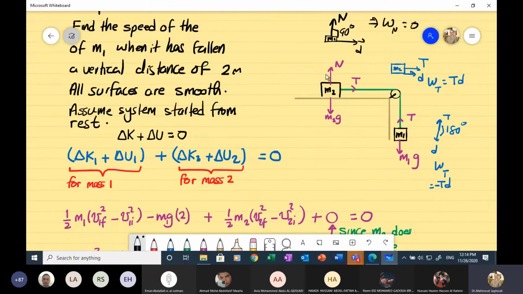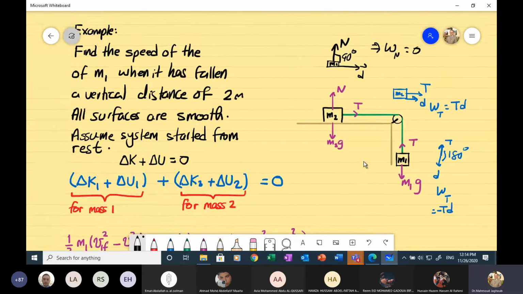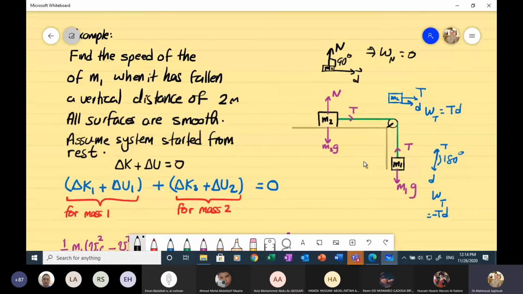Notice that N acts on m2. Is N a conservative force? No, it's a non-conservative force. But what is the work of N as m2 moves to the right? Notice, this is N and this is the displacement. What is the angle? 90 degrees. What is the work of N? 0. Exactly. So N does no work, so we have no problem. Okay, go to the tension here.